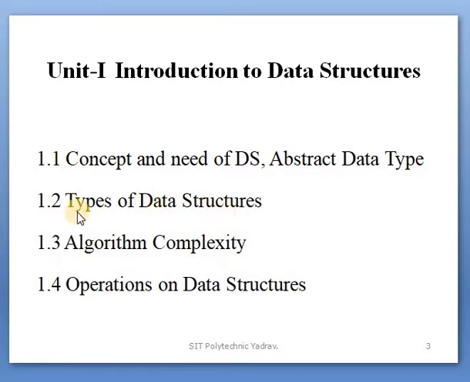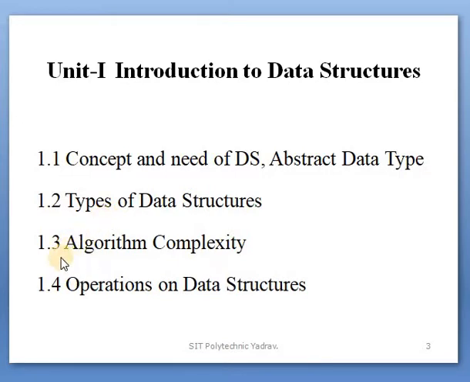After that, in the second sub point, we learned the types of data structures. There are 2 types of data structure: linear data structure and non-linear data structure. In a linear data structure, the types, or methods or techniques, are array, linked list, stack and queue. And in a non-linear data structure, they are tree and graph.